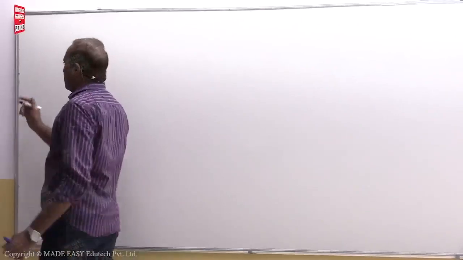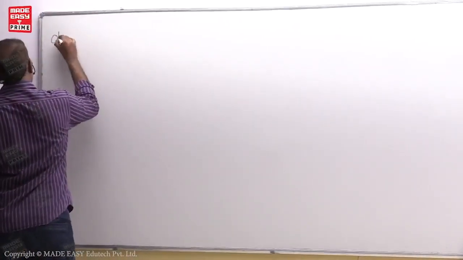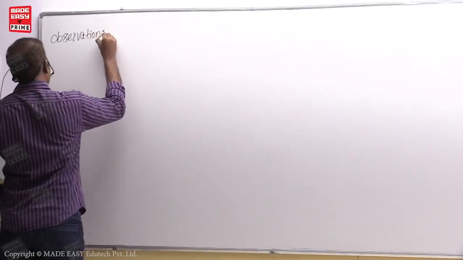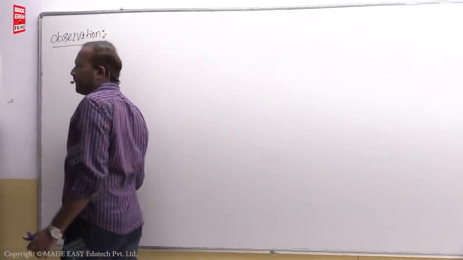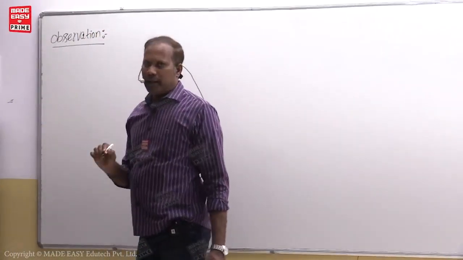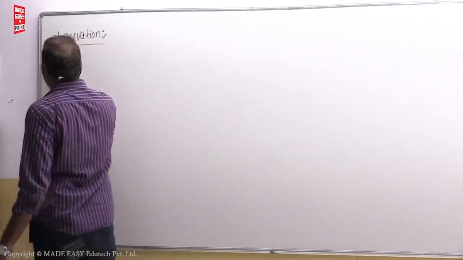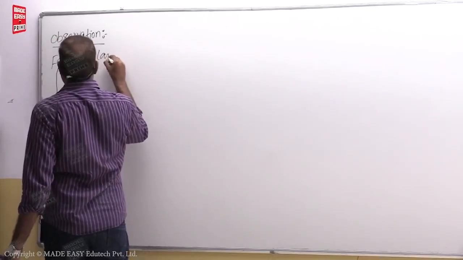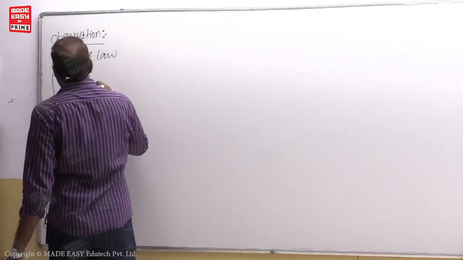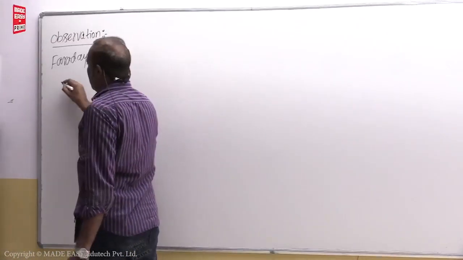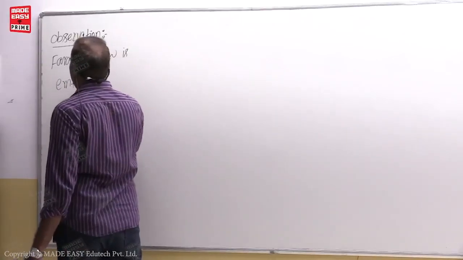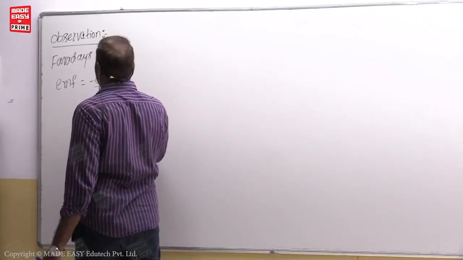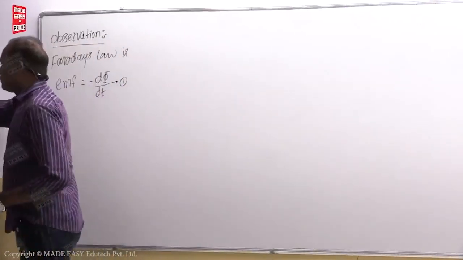So students, now let us write one observation. This observation is the Maxwell equation from Faraday's law. Okay, so this Faraday's law, the mathematical equation is EMF is equal to minus of dφ by dt. This is equation number 1.